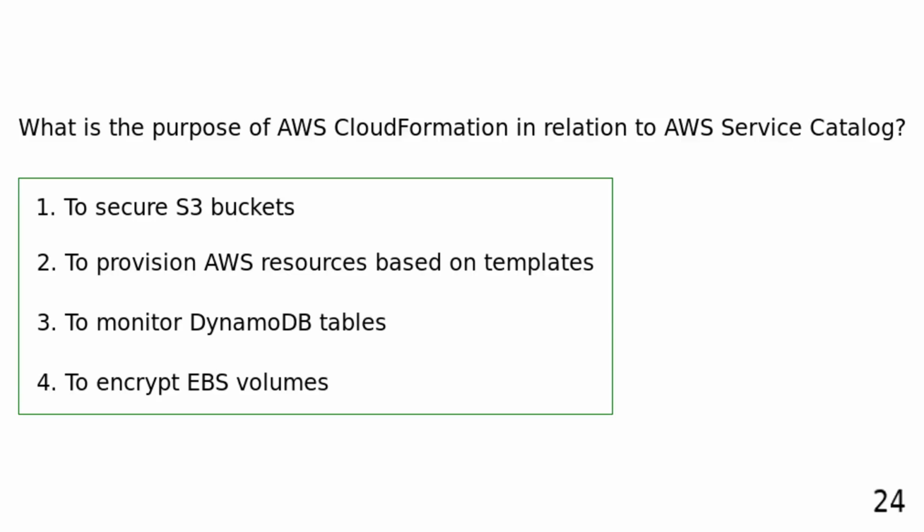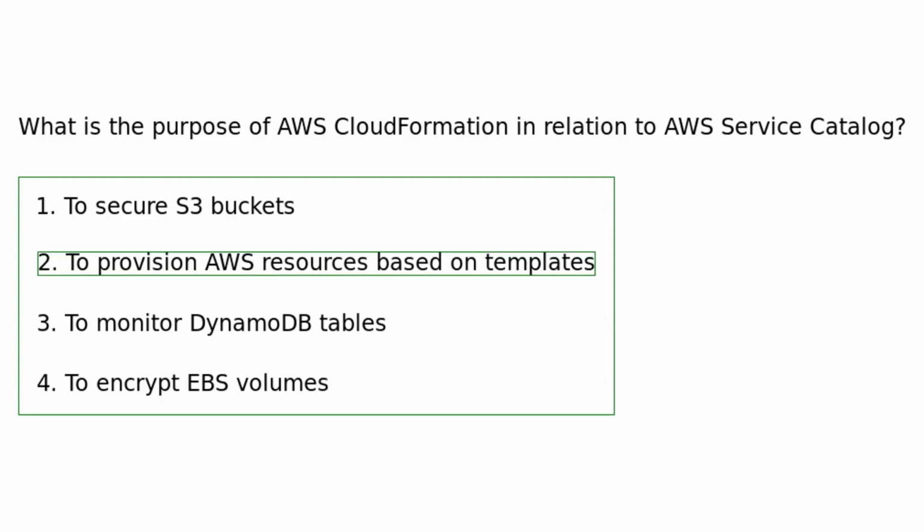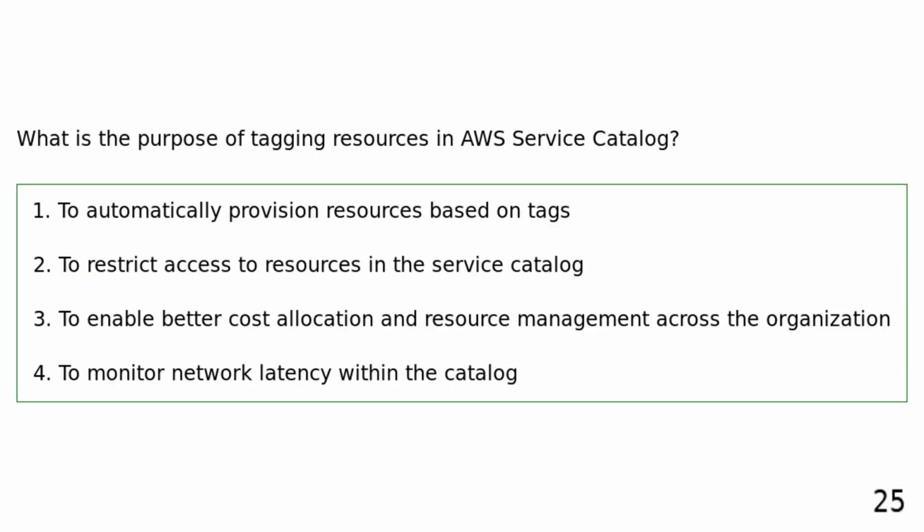What is the purpose of AWS CloudFormation in relation to AWS Service Catalog? To secure S3 buckets. To provision AWS resources based on templates. To monitor DynamoDB tables. To encrypt EBS volumes. AWS CloudFormation is used in tandem with AWS Service Catalog to provision AWS resources based on templates specified in the Service Catalog products.